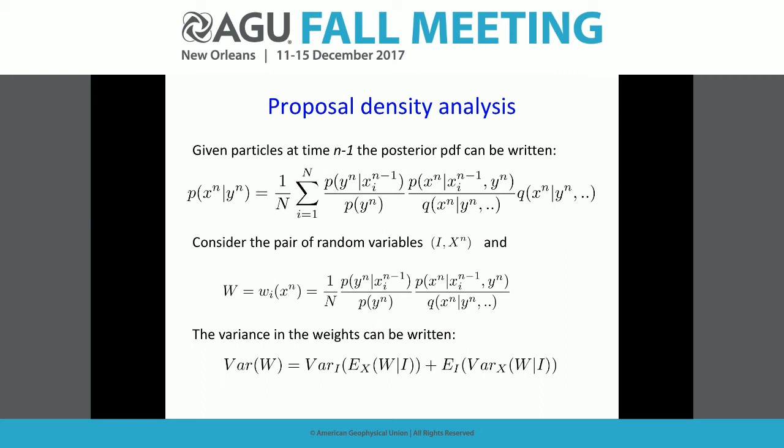If you then go to the proposal densities, what I've written here is an expression for the full posterior PDF. And you recognize the standard terms there. So we have the likelihood, that's after the summation, the first ratio is the likelihood, and then we have the proposal density part, and then the ratio of the density divided by the proposal density, multiplied by the proposal.